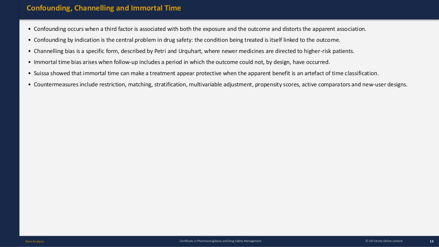Confounding, channeling, and immortal time. Confounding occurs when a third factor is associated with both the exposure and the outcome, and distorts the apparent association. Confounding by indication is the central problem in drug safety. The condition being treated is itself linked to the outcome. Channeling bias is a specific form, described by Petri and Urquhart, where newer medicines are directed to higher-risk patients. Immortal time bias arises when follow-up includes a period in which the outcome could not, by design, have occurred.